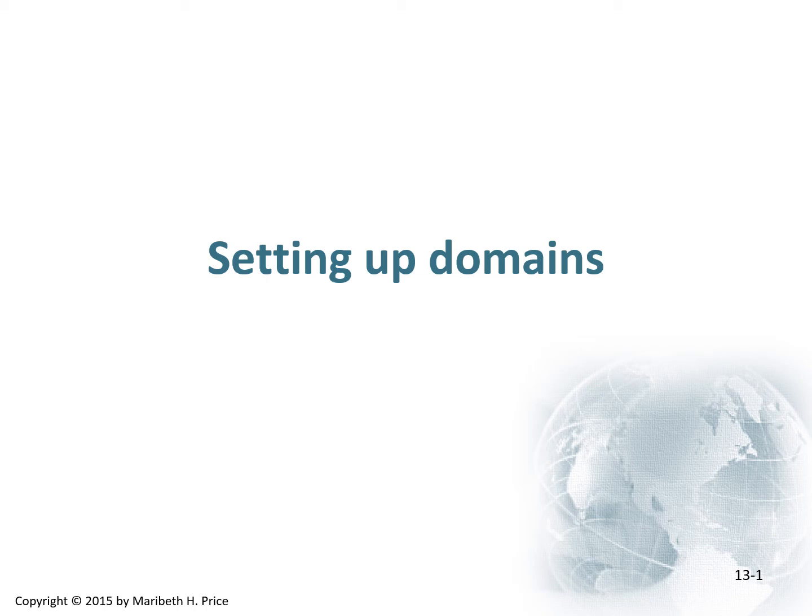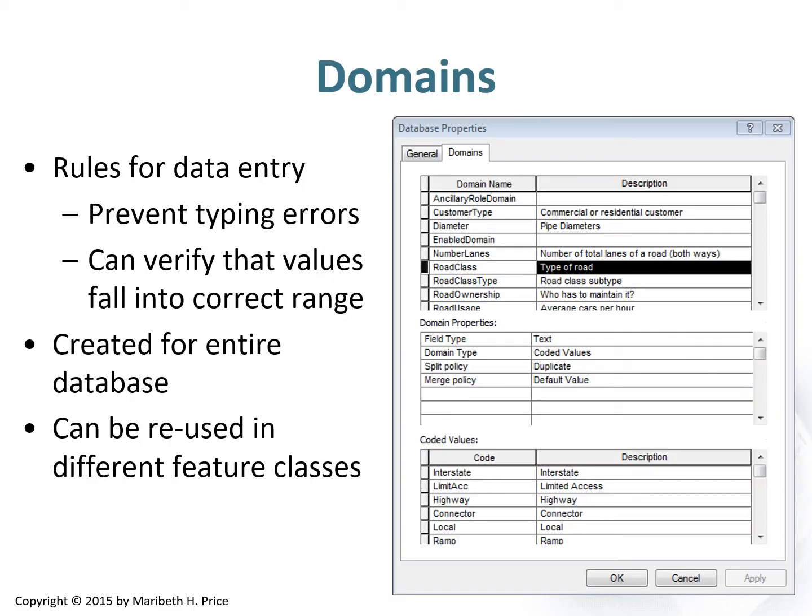Let's talk a little bit about setting up domains and what this actually means. Domains are just rules for how you input data as far as attributes go on a feature class. They prevent typing errors, and they allow you to test to make sure that you put things in the right ranges or you select from the right options. And you can create them for an entire database, and they can be reused for different features within it.